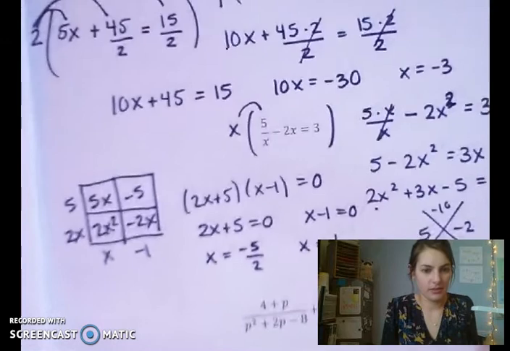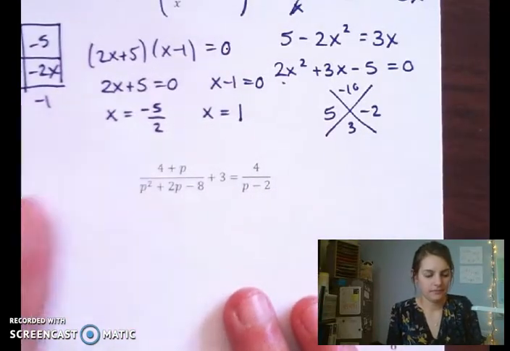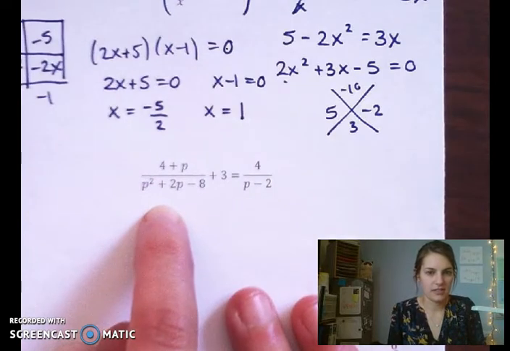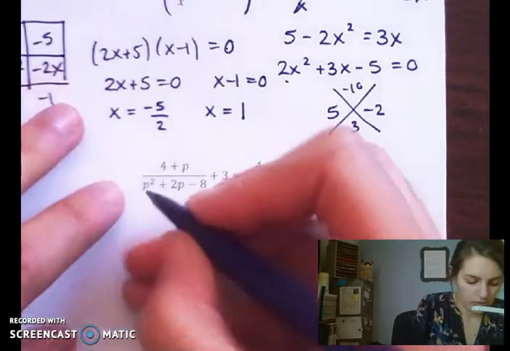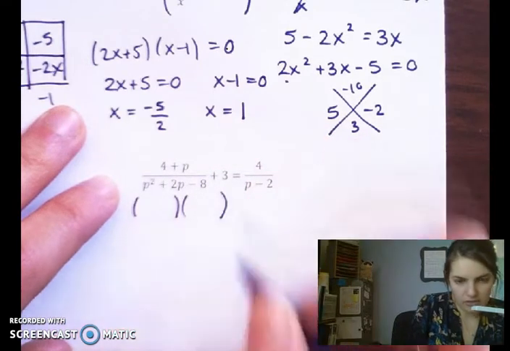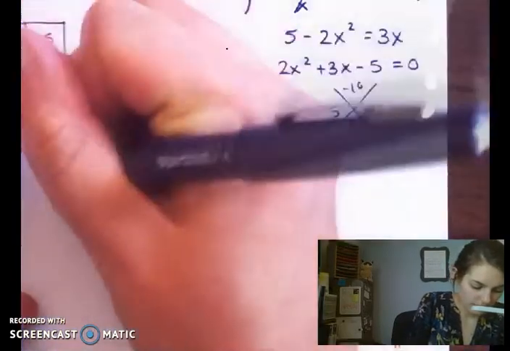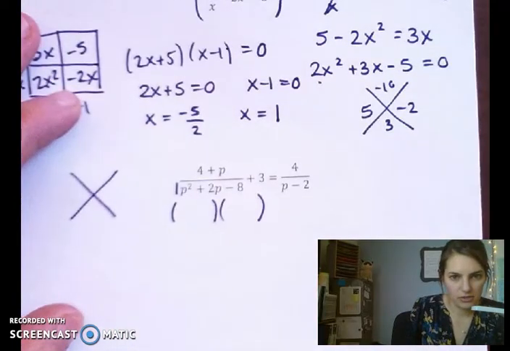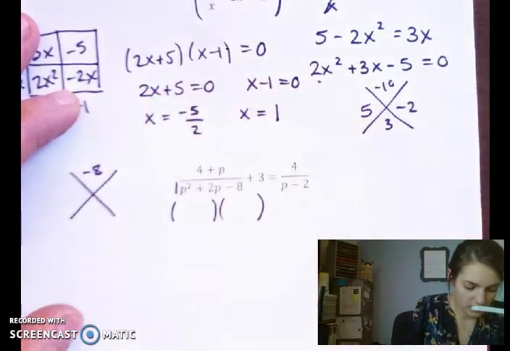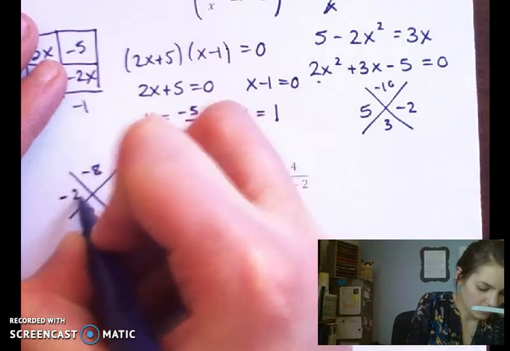Okay, last one. Ooh. This is a quadratic that needs to be factored so that we can know what we need to multiply through by. So we're going to factor this, and it's just going to come out the proper way because it only has a 1 here. So what multiplies to negative 8 and adds to a positive 2? A negative 2 and a positive 4.